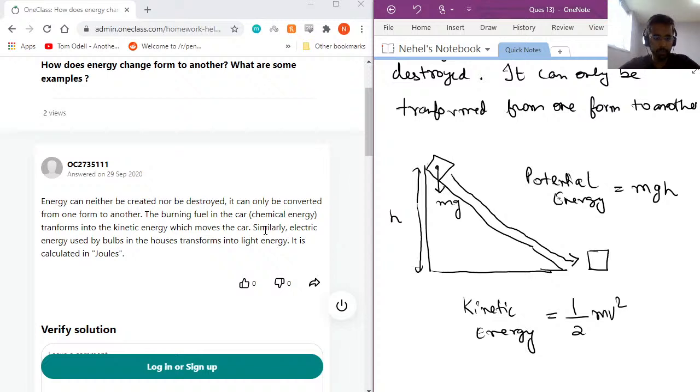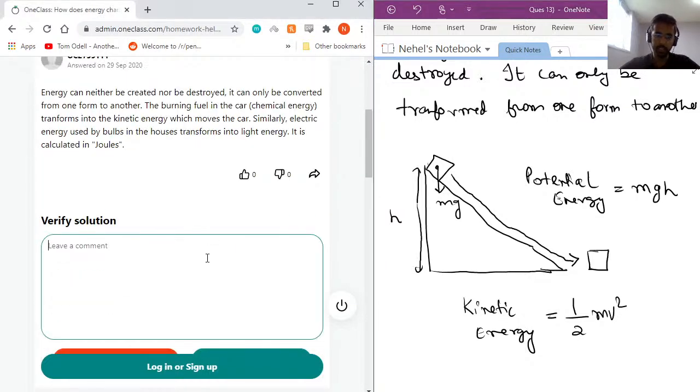Energy can neither be created nor be converted. So burning fuel to transform into kinetic energy. That's correct.